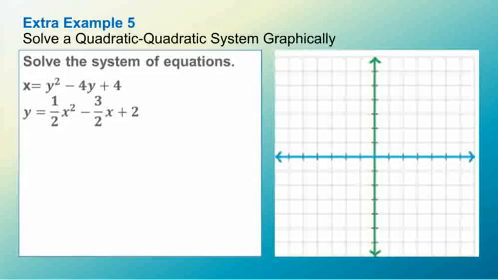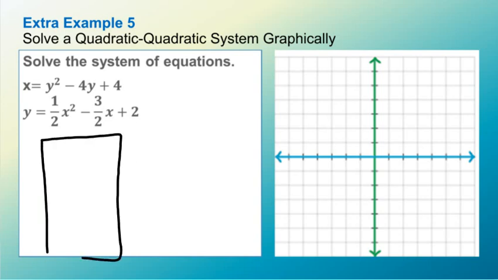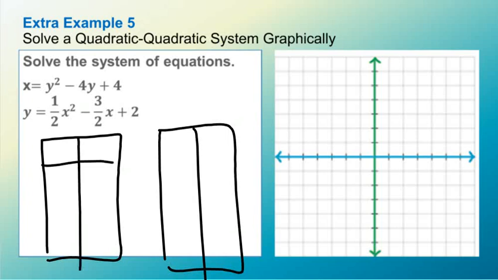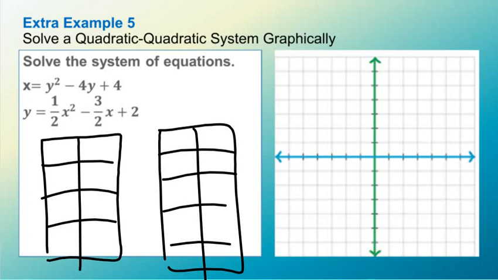Next one, we'll do the same thing here. We'll graph this one. And then I'm going to create a table of values again. We have to substitute some values in. So let's choose for this one, I'll just choose 2, 3, 4, 5, 6, 7, 8, 9, and 10. We'll adjust as we go.